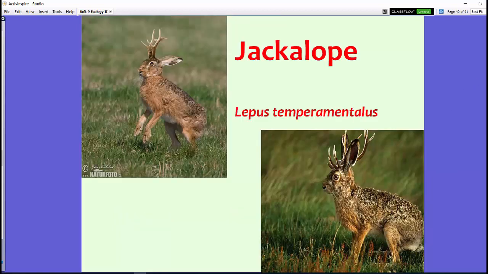Another invasive species that we see out west is something called the jackalope. So the jackalope is a little bit rabbit and a little bit antelope. So it's a jackalope. So if you'd like to go ahead and research a little bit about the jackalope, please go ahead and do so.